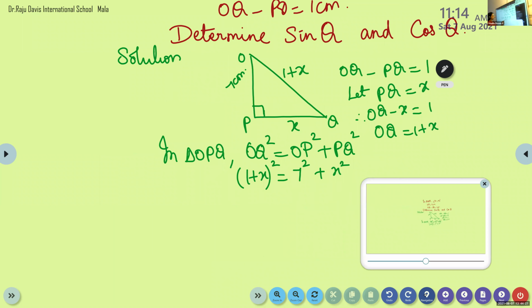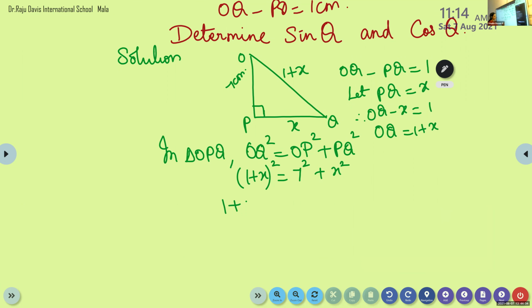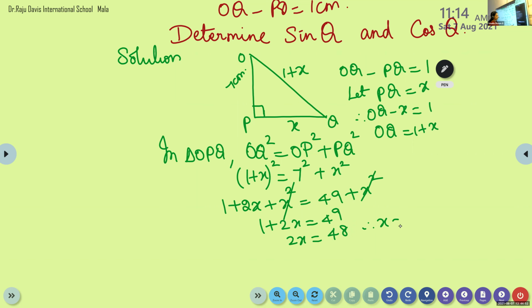Now expand this using the identity A plus B the whole square: A square plus 2AB plus B square. So 1 plus 2X plus X square is 49 plus X square. Now we can cancel X square. So we get 1 plus 2X is equal to 49, so 2X is equal to 48. Therefore, X is 24.